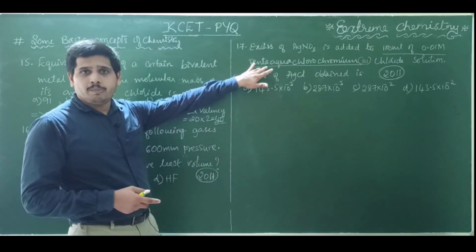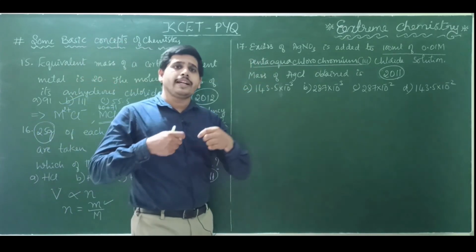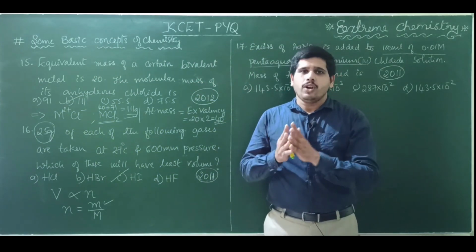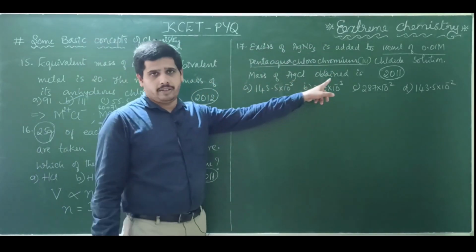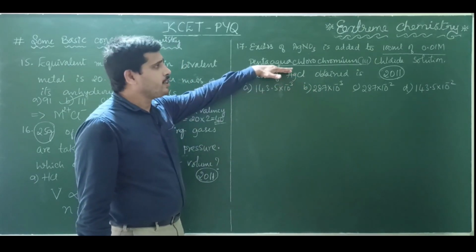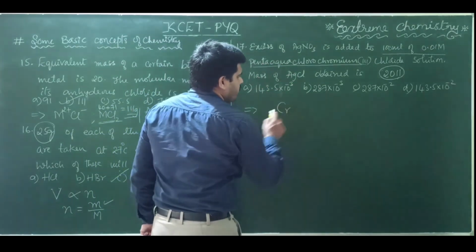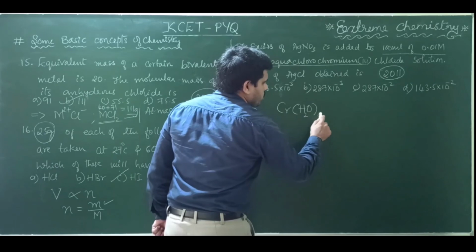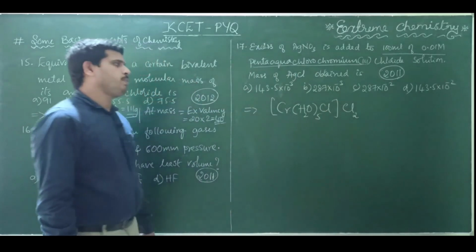Once you know the structure of the complex, in coordination compounds you are supposed to know that whatever ions are present outside the coordination sphere can be ionized and precipitated. Whatever ions are present within the coordination sphere you cannot ionize, so they won't get precipitated. Only the ions present outside the coordination sphere. So definitely you have to write the formula, then only you'll come to know. What is the formula? Chromium is the central metal atom, and next pentaaqua, so H2O five times, chlorine, and chloride. So this is the complex given to us.